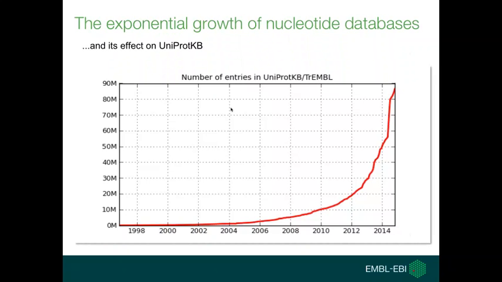So what was the impact of this? First of all, why did we do this? Because the nucleotide sequences were growing exponentially, and therefore the impact on UniProtKB was the same. At the end of 2014, there was an exponential growth. We reached around 90 million sequences. So it was time to do something.